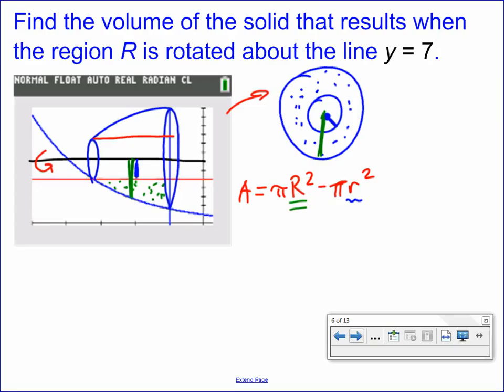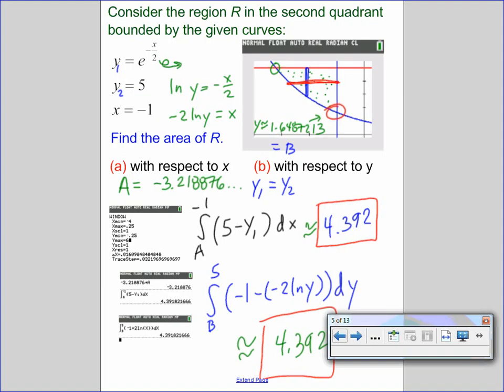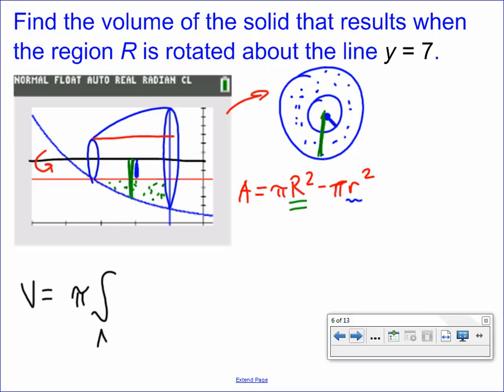You guys ready? Can we do it? Awesome, let's go to it. So my volume V is given by the integral, pi times the integral from the leftmost x value. The leftmost x value we already found. That was alpha, wasn't it? Alpha A? Up until the rightmost x value of my solid, which would be x equals -1.